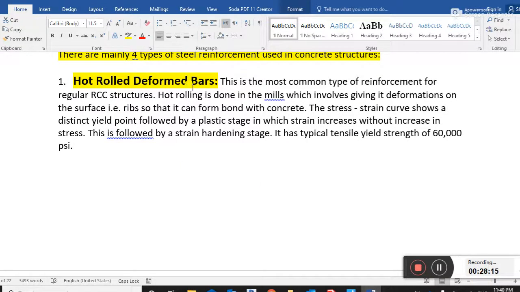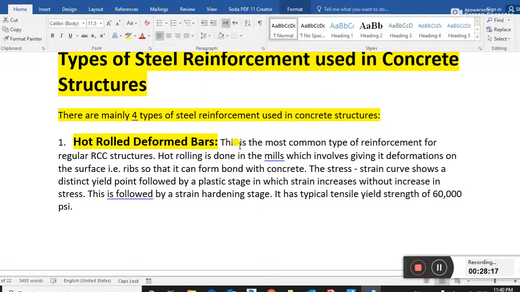Hot rolled deformed bar. This is the most common type of reinforcement rebar regularly used in RCC structures. Hot rolling is done in the mills, which involves giving a deformation of ribs on the surface so it can form a bond with the concrete.